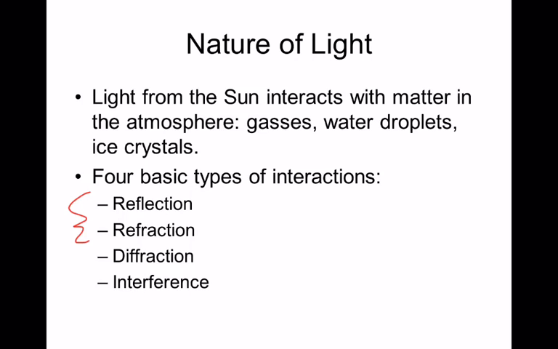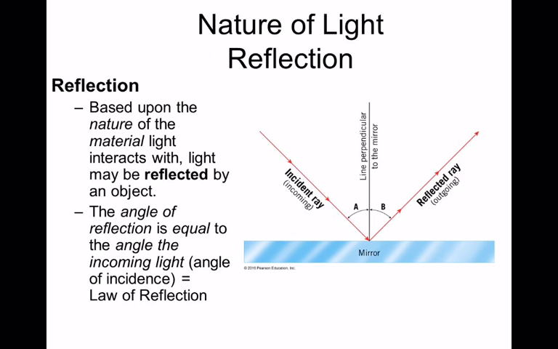But before we get into the nitty-gritty, we talked about this before, that if you have light from the sun, it can interact with particles in the atmosphere, and the light can be transmitted, it can be absorbed, or it can be scattered, reflected. So that's kind of what we have going on.